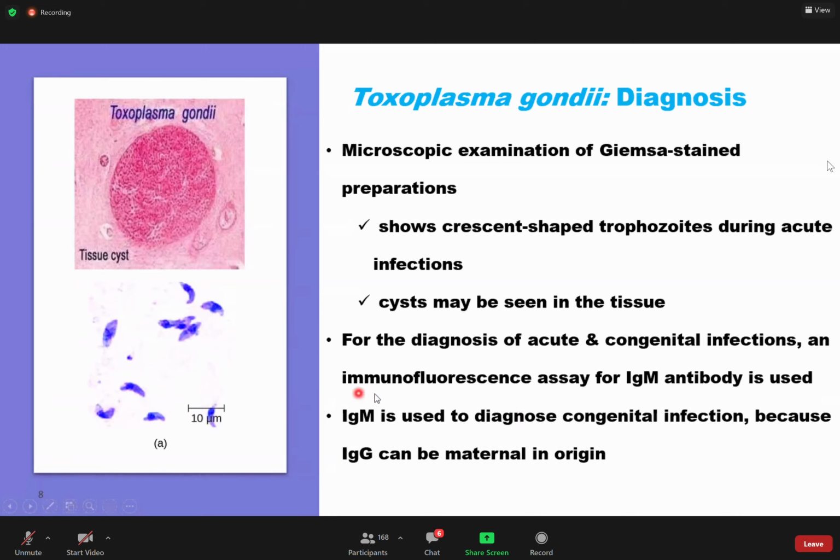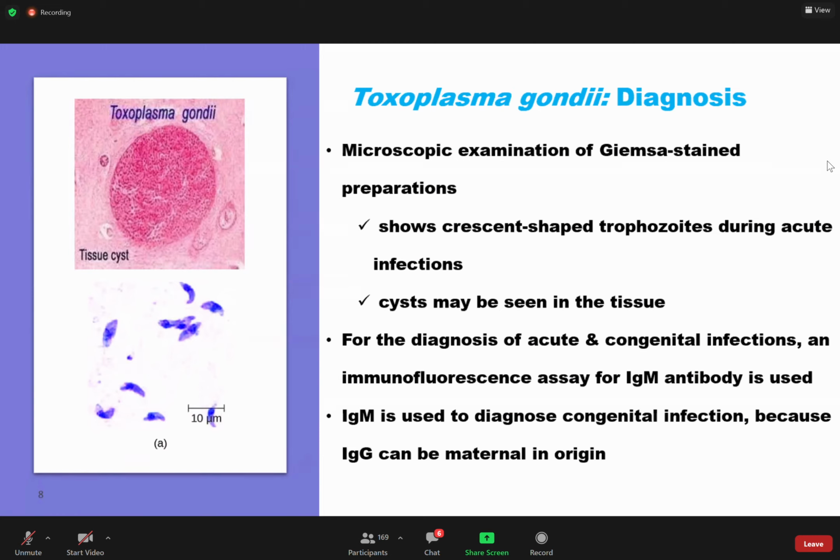assay. You know what this means, right? You know what immunofluorescence means. You've had your lectures, right? Okay. So we can perform immunofluorescence assay for immunoglobulin M. Remember that immunoglobulin M is the first antibody produced in response to an antigenic challenge.